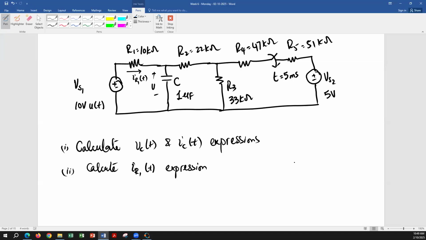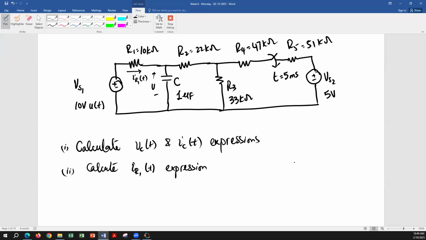Yes, Lazaro? What's going on before t less than 0? Any source activated? No, that's the right answer. No. Then u(t) means that's going to be activated at t equal to 0 and all the positive values of t. So that's not activated. Switch is open because switch is going to close at 5 milliseconds, which is t greater than 0. So that Vs2 is out of the circuit.